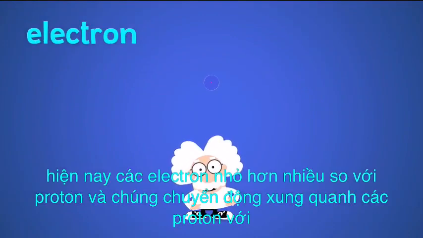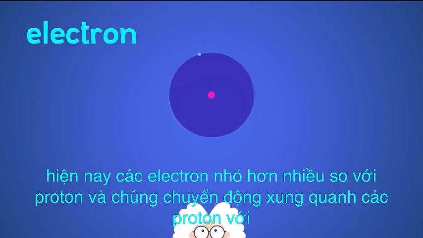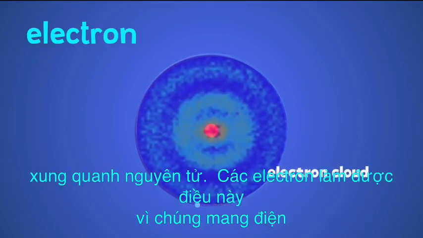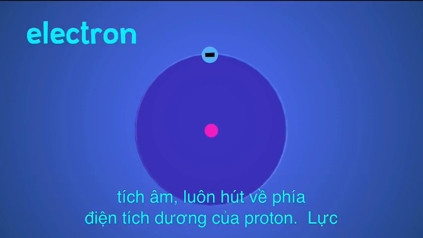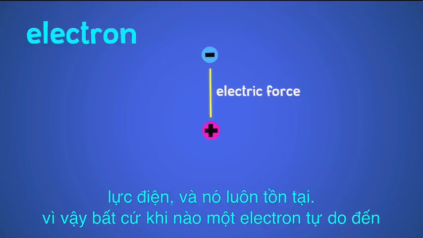Now, electrons are much smaller than protons, and they zip around protons at lightning speed, making up something called an electron cloud around the atom. Electrons do this because they have a negative electrical charge, which always pulls towards the proton's positive electrical charge. This pull between the positive protons and the negative electrons is called the electric force, and it's always there.